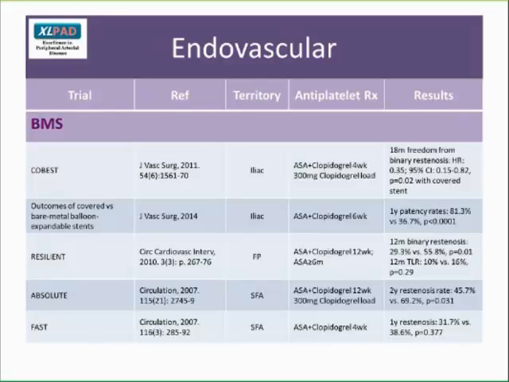The primary endpoint for the COBEST trial was the 18-month freedom from binary stenosis with the covered stent, which did show a lower restenosis rate with the covered stent with at least 4 weeks of dual antiplatelet therapy.